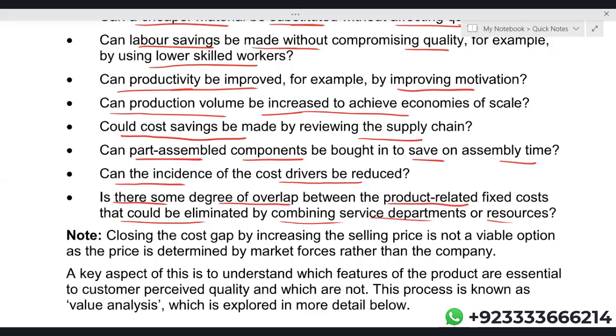Let's say, just change the timings. For one hour the person is in the production department, and then the same person spends one hour, or maybe a little bit less, in the service department. So you can reduce the cost.